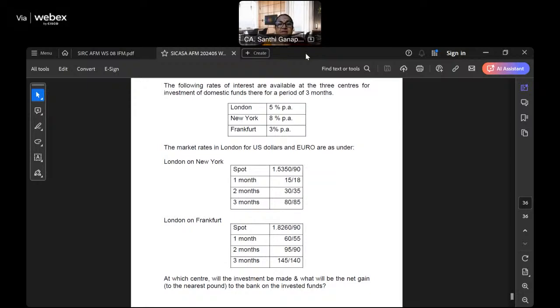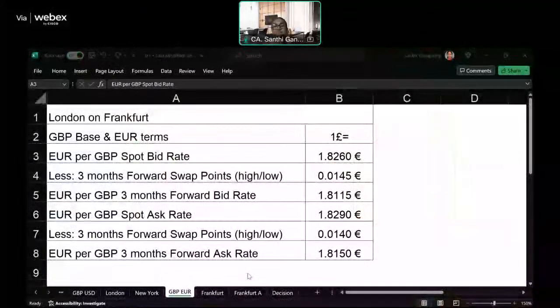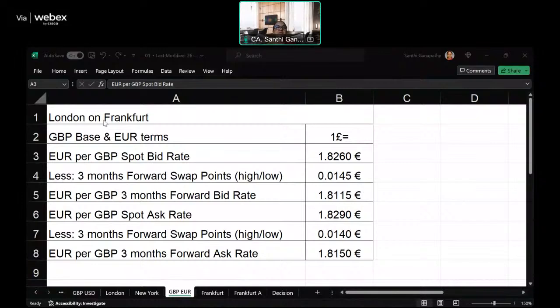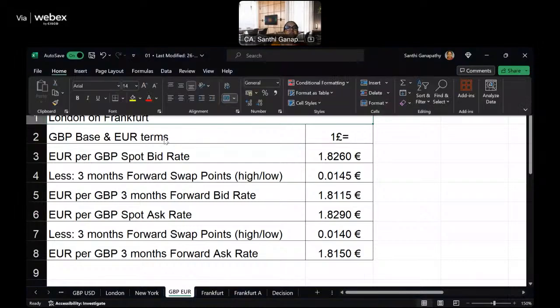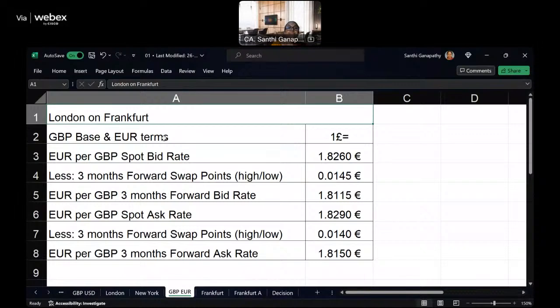So now again, let us look at the rate. London on Frankfurt. GBP base, Euro terms. So we have 1 pound is equal to. Then forward swap points we already observed. It's high low. So what is the rate? You have to deduct it. In the forward is high low, it means that the base currency is at a discount.